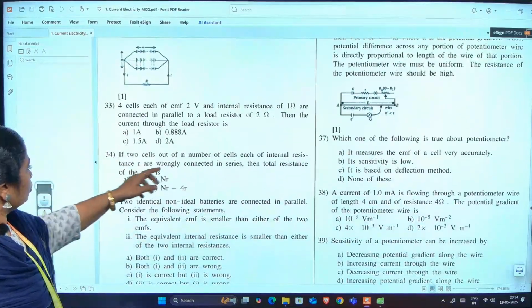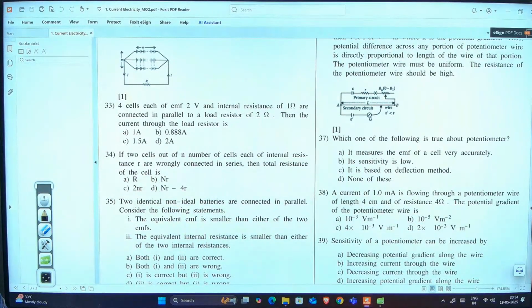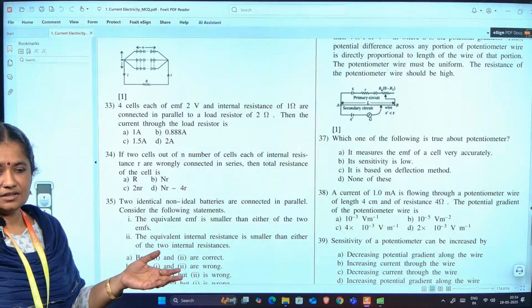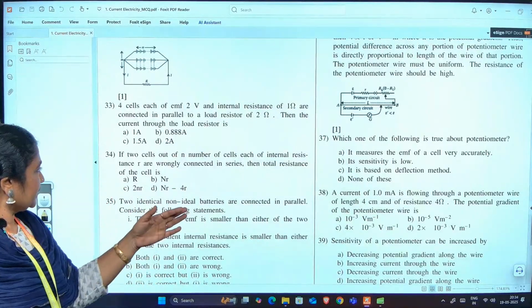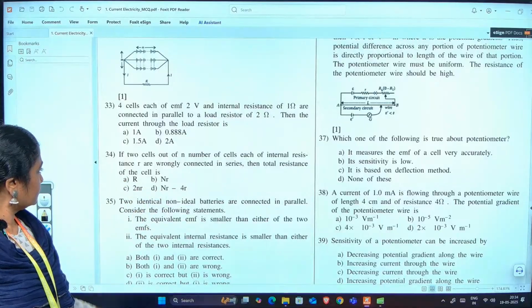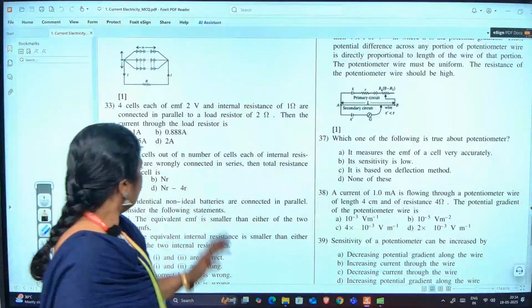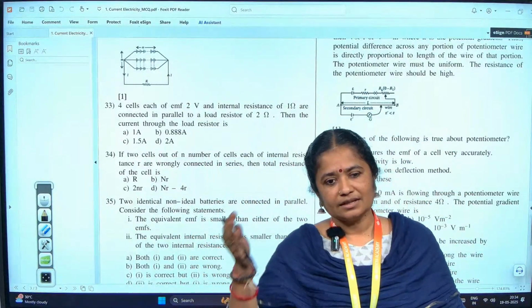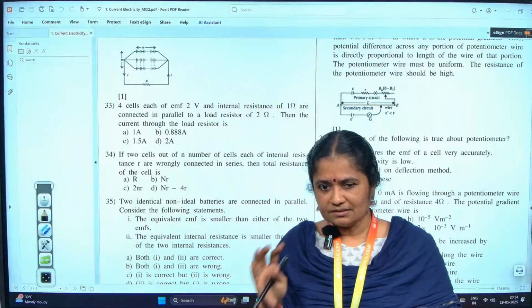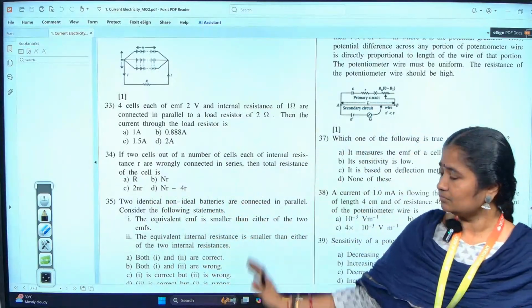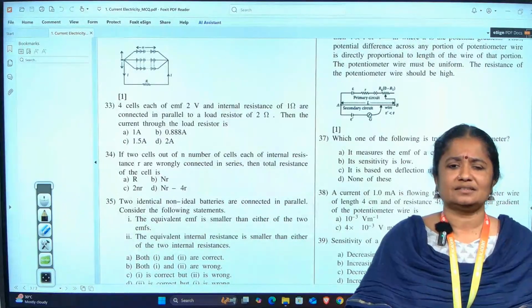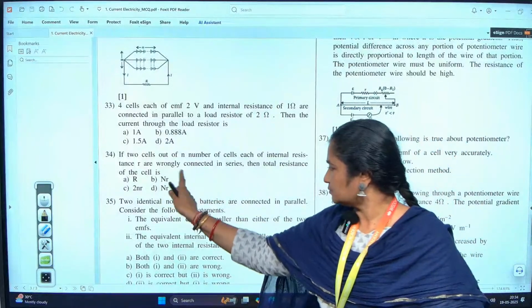If two cells out of n number of cells, each of resistance r, are wrongly connected in series, then the total resistance of the cells, n cells are there, each having an internal resistance small r. All of them are connected in series, but two cells are connected wrongly. What will be the total resistance? Resistance is not going to change depending on how you have connected the cell. It depends only on the resistance. So the answer will be, you have n number of small r connected in series, n into r, option B.